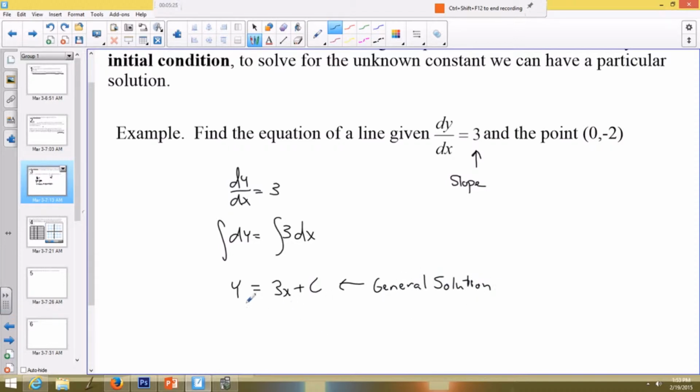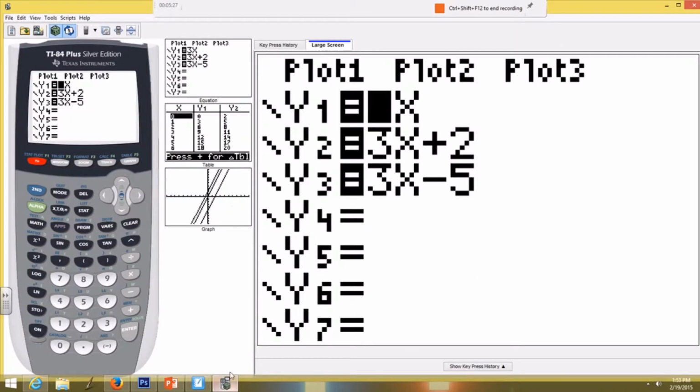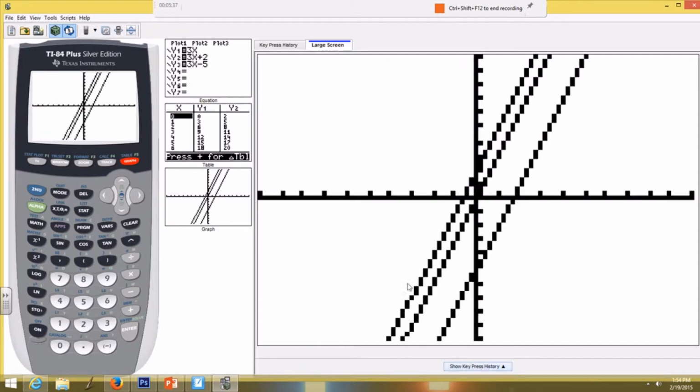But I don't know what that is. If I look at an equation here, or I look at my graphing calculator, 3x plus 2, 3x minus 7, or minus 5, and I hit graph on all those, I've got 3 different lines. I don't know which one it is. In fact, I could have a line that has any y-intercept, as long as it has a slope of 3.